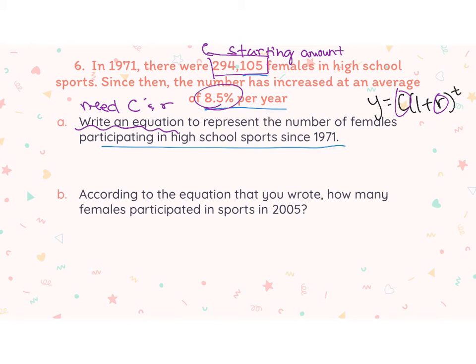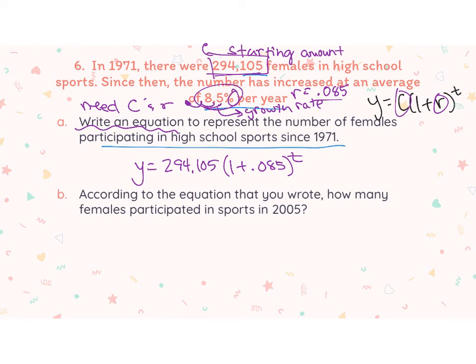Then I see this right here. This is my growth rate. Okay, and I got to make it a decimal. So R is going to be, move it back 2 places because there's a percent sign there. So it's going to be 0.085. So you've got this for your C, that for your R, and here's your equation. Y equals 294,105 times 1 plus 0.085 raised to the t power. That's all that's asked in part A. Just write the equation. So there's my equation.